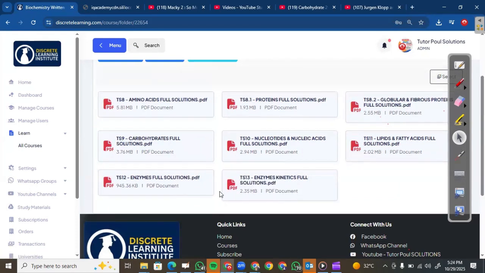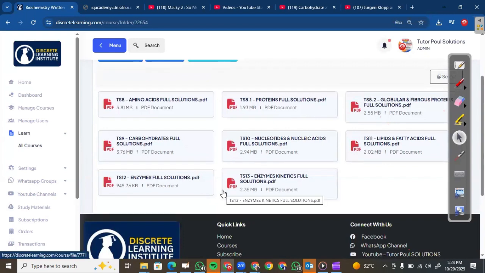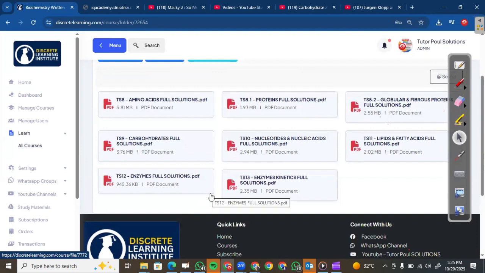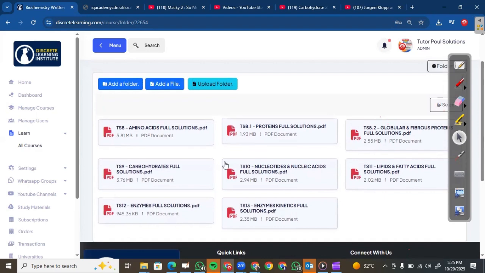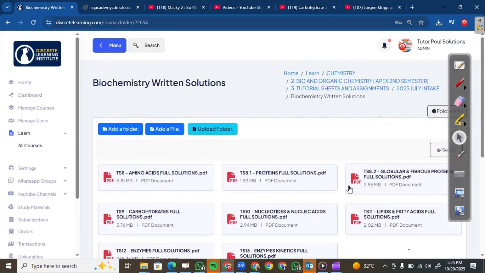And the good part is that if you have an Android phone, and very soon we're extending it to the iPhone, you can download our mobile app from Play Store. Just search Discrete Learning Institute on Play Store and the mobile app will come. When you install that app, you're allowed to download the materials. You can download the PDFs and the videos, and you can view them offline without using any data. So that's the advantage there. These are the tutorial sheets and the written solutions if you want them.